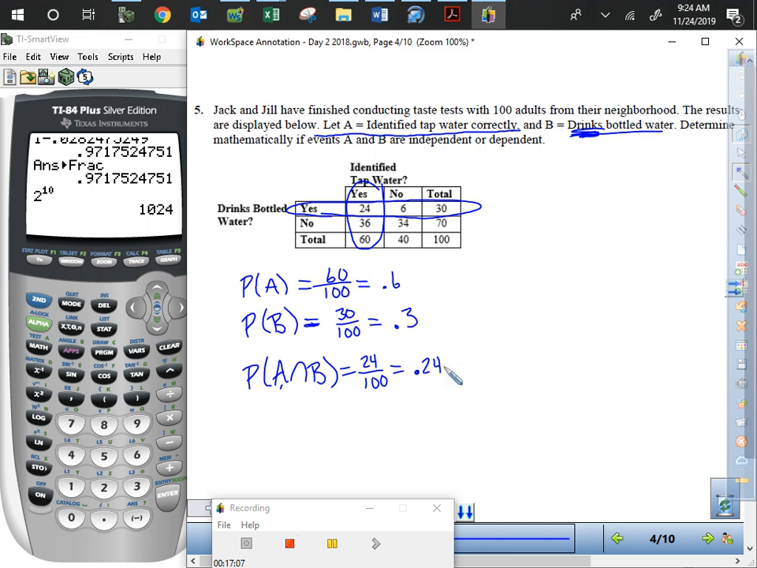So looking at these, hopefully you can tell directly 0.6 times 0.3 is not equal to 0.24. But we're going to show that over here. Remember our proof. We're going to look at how, and I think we actually write the other one first, so let me stay consistent here, how the intersection compares to the product of the other two.